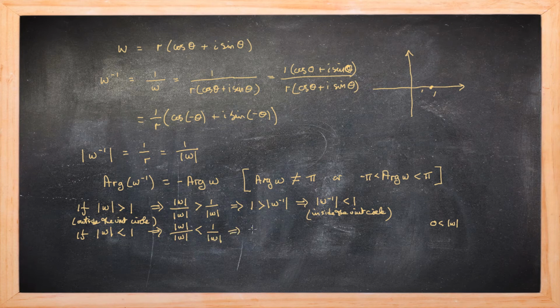So therefore we get 1 is less than, and that expression again is the modulus of w to the minus 1. Let's turn that the other way around. This implies the modulus of w to the minus 1 is greater than 1, and that means w to the minus 1 is outside the unit circle.